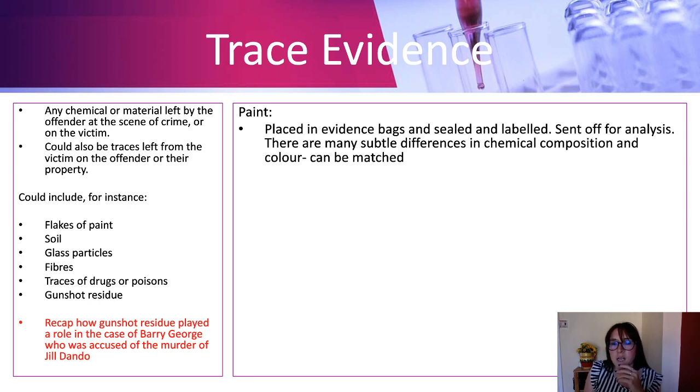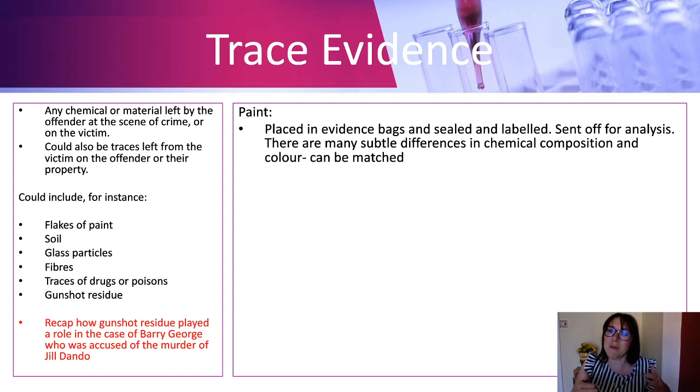Paint. Paint is placed in evidence bags and sealed in labels, sent off for analysis. There are many subtle differences in chemical composition and colour that can be matched. So I don't know if any of you, I've been redecorating my house over the summer. So I don't know if any of you have ever been to B&Q where they can actually match. You take something in and they can use this fancy machine and they can match paint to it identically. If they have paint that is a unique colour that's obviously not just like your normal paints off the shelf, they could then go to somewhere like B&Q and say, has somebody had this colour made?